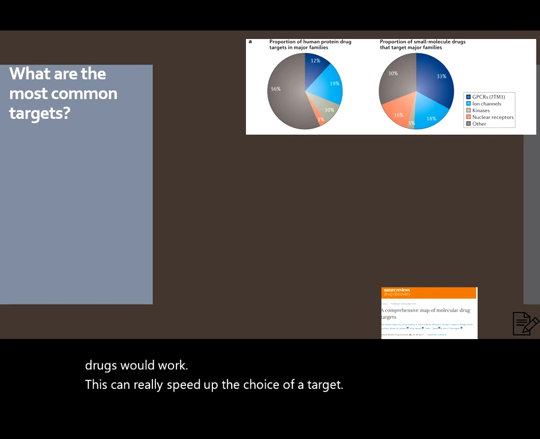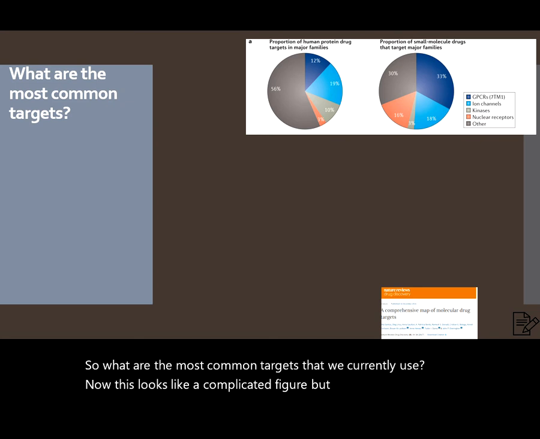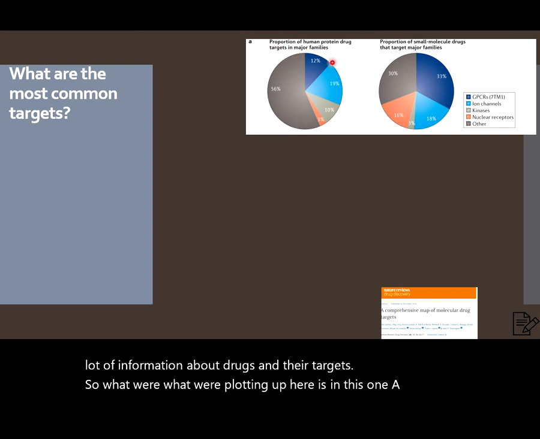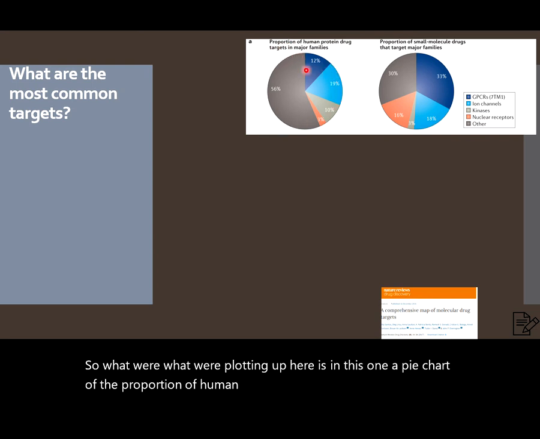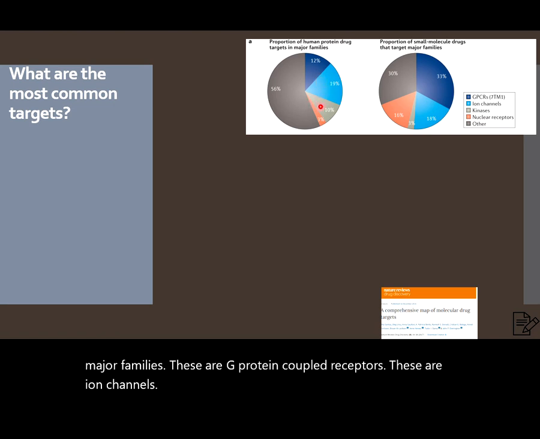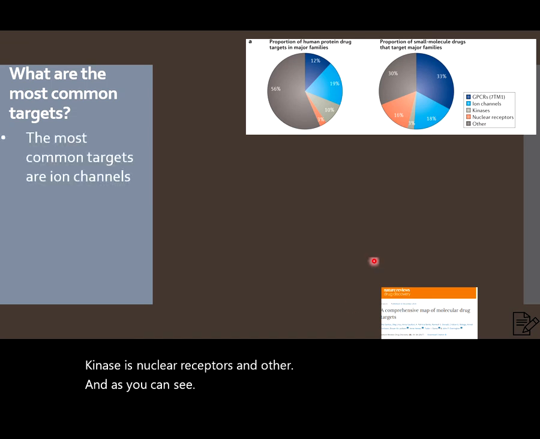So what are the most common targets that we currently use? Now this looks like a complicated figure, but it contains a lot of information about drugs and their targets. So what we're plotting up here is, in this one, a pie chart of the proportion of human protein drug targets in the major families. These are G protein coupled receptors, these are ion channels, kinases, nuclear receptors and other. And as you can see, the most common targets are actually ion channels.